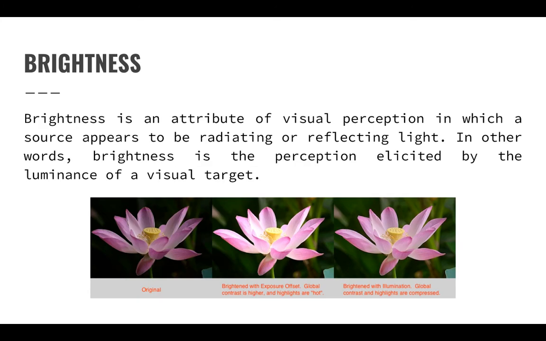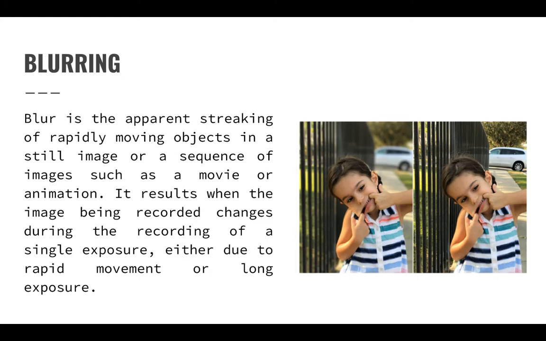Brightness is the visual perception in which a source appears to be radiating or reflecting light, and this can brighten up shots, making the image appear brighter than it actually is, and that can be done through filters and stuff like that in post.